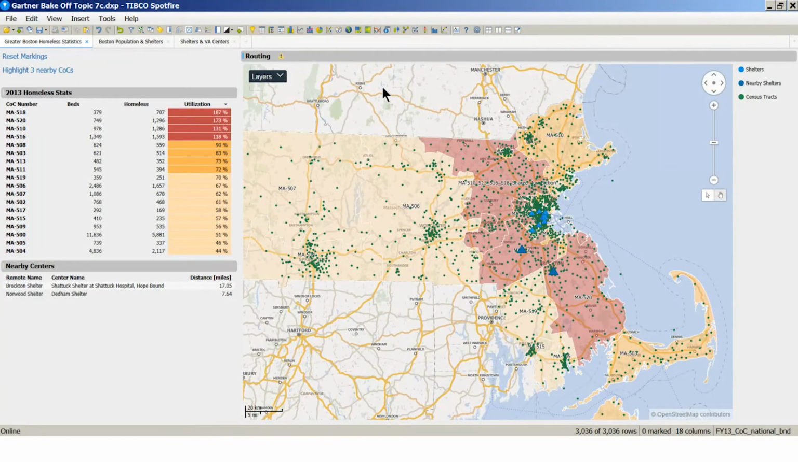We are now looking at homeless counts and shelter bed utilization rates in eastern Massachusetts. Red indicates areas with high bed utilization. Green dots are census population units. We see Boston is the most densely populated area in the state.